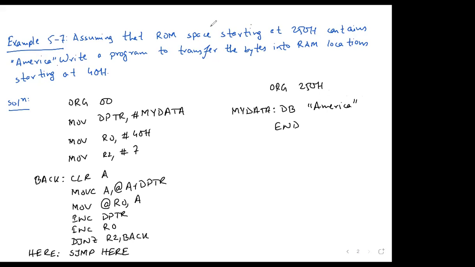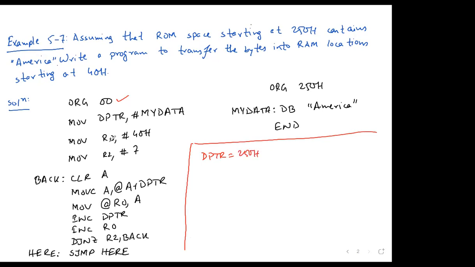Right, so now let us look at the solution. We start with ORG 0000H. It has nothing to explain over here. Now the next line, MOV DPTR, #MYDATA. So you already know when we write MOV DPTR, #MYDATA, the value of the address will go to the DPTR. That means after line 2, initially your DPTR will contain the address of the label. So what will be the value of DPTR after the second line? So 250H. Right, it will be 250H.